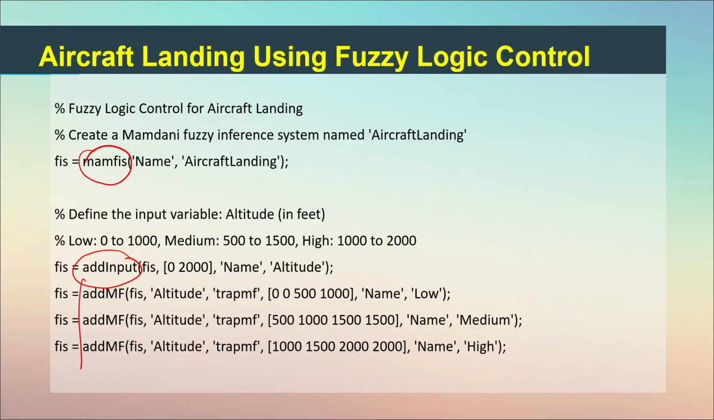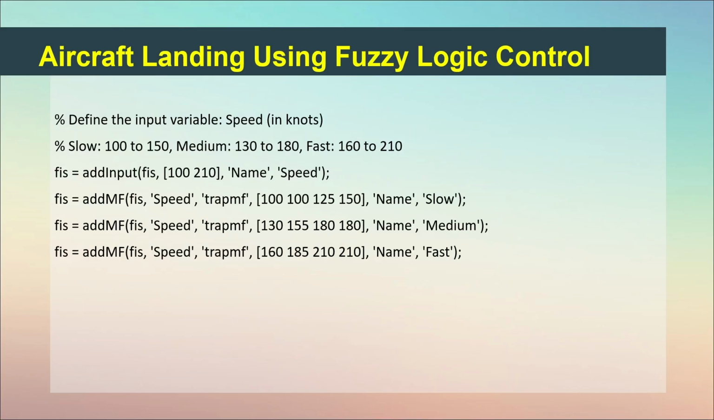addInput adds the input variable to the system, and addMF is meant for adding the membership function for all the input variables. Correspondingly you have to assign trapezoidal MF, the parameters for the trapezoidal MF, and the linguistic values. So as usual, the general procedure. Likewise for the speed, that is represented in terms of knots, you have to add it by addInput, and you have to divide it into linguistic values by addMF.